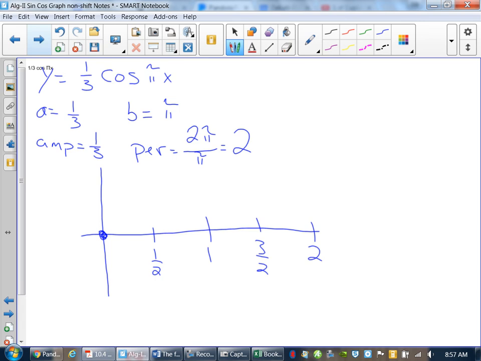Cosine, remember, always starts at its A value. The cosine starts at its A value. The A value here is 1/3. It will rotate itself through to its opposite A here at negative 1/3.